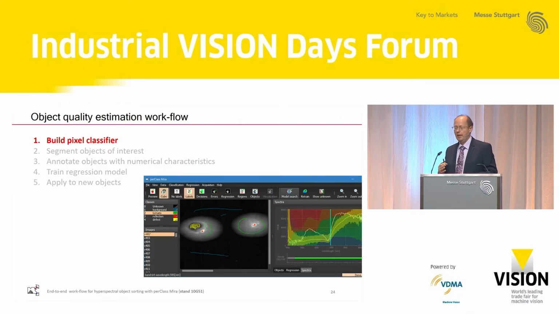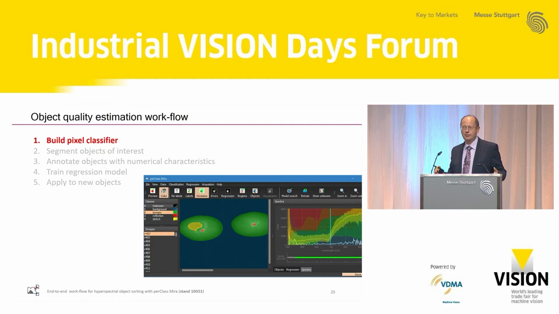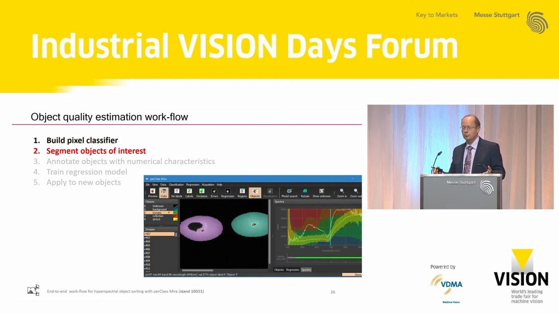What is the workflow? If I look at this example with tomatoes, we want to start with a pixel classifier. We want to learn what is a good surface of a tomato. We want to exclude reflections. We want to exclude, let's say, defects. We turn it basically to objects.